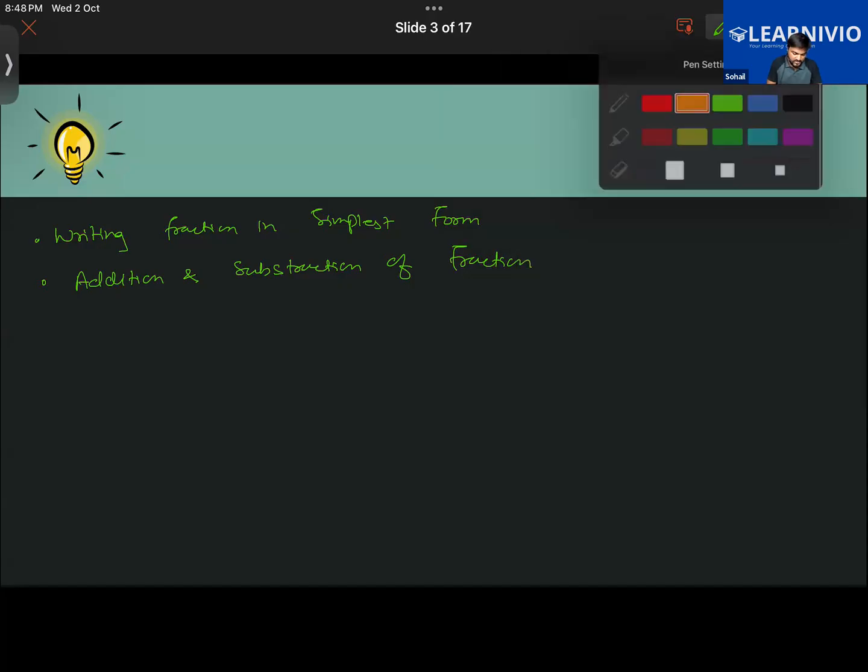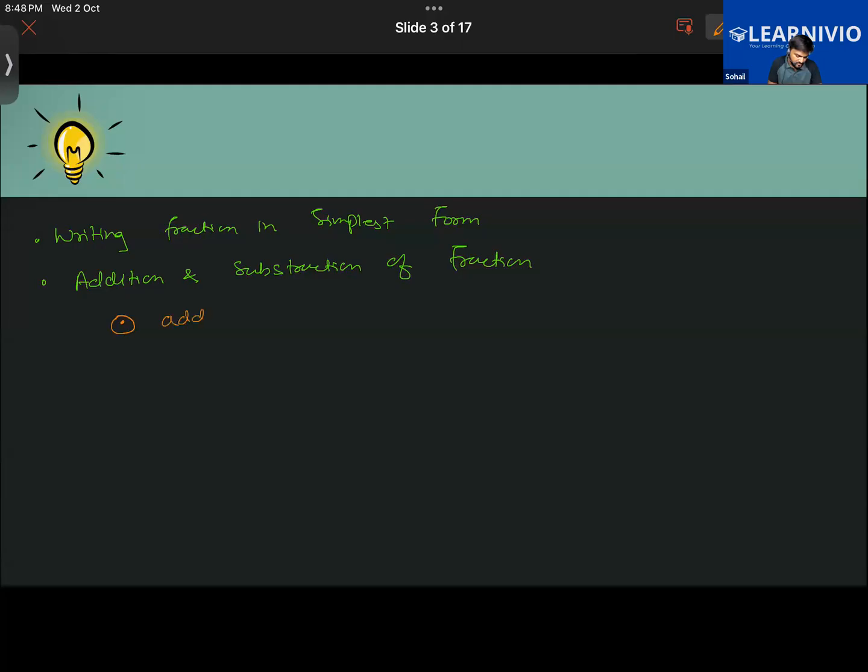In this, you can give a subtopic like addition and subtraction of mixed fraction. Addition and subtraction of mixed fraction. Okay. Then multiplication and division of fraction.